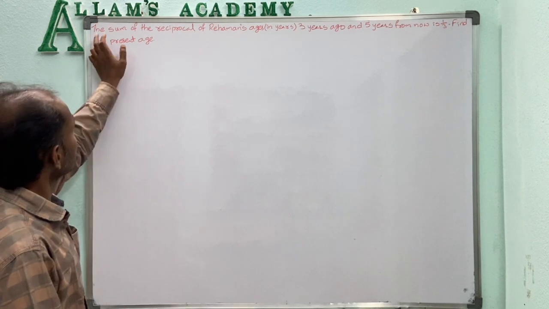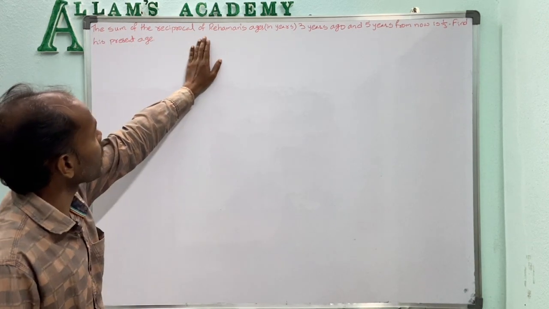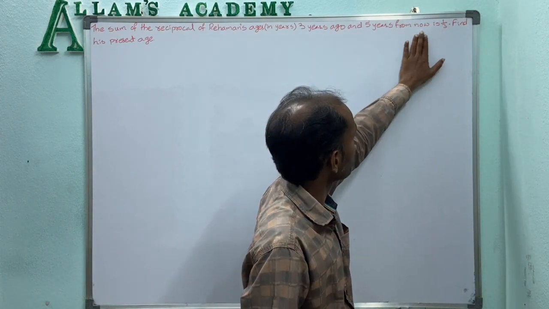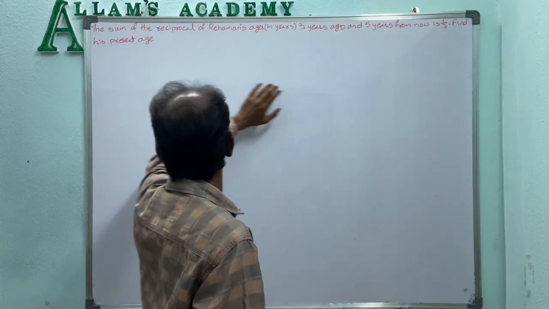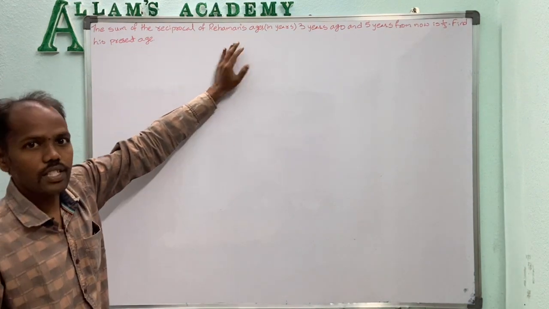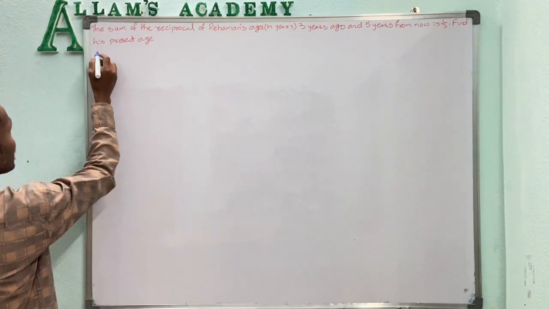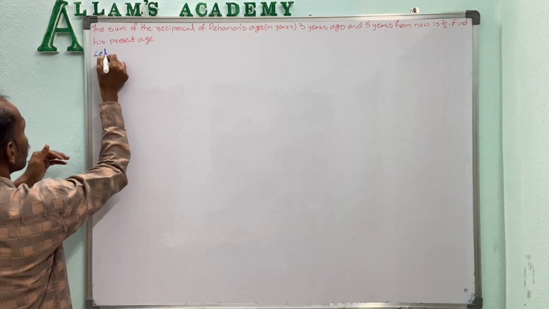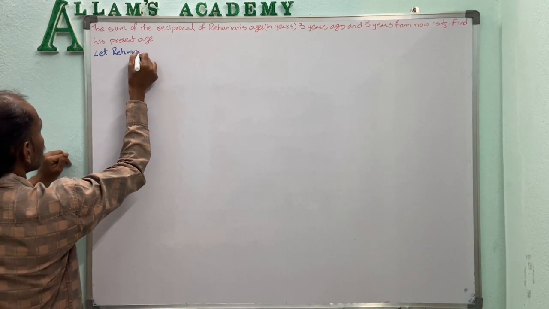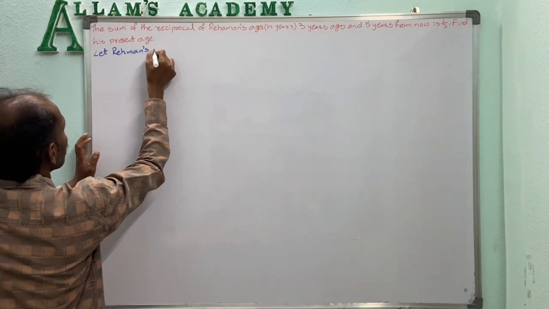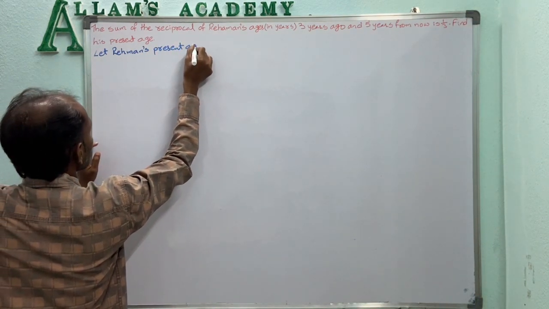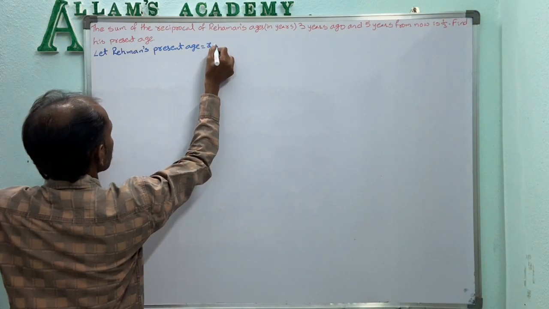Given the problem: the sum of the reciprocals of Rahman's ages 3 years ago and 5 years from now is 1 by 3. Find his present age. So we want to find Rahman's present age. So let Rahman's present age be x years.